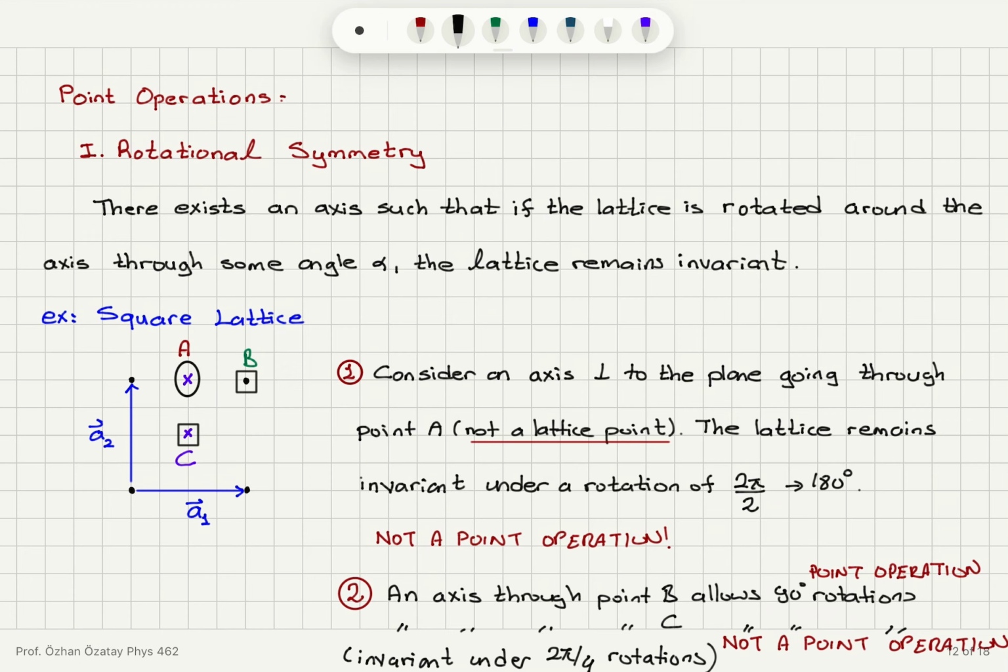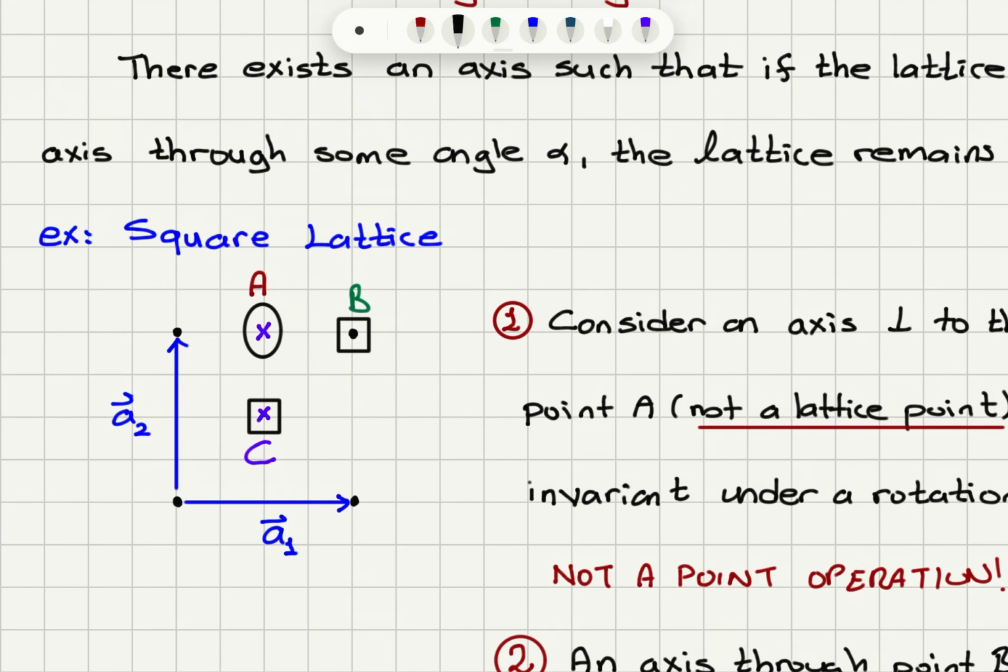The first one is rotational symmetry. This is basically defined by the fact that there exists an axis such that if the lattice is rotated around the axis through some angle alpha, the lattice remains invariant. So here is the example. This is a square lattice. If we rotate this lattice by 90 degrees around point B, we will see that the lattice remains invariant. Also around point C, we will see that the lattice remains invariant.